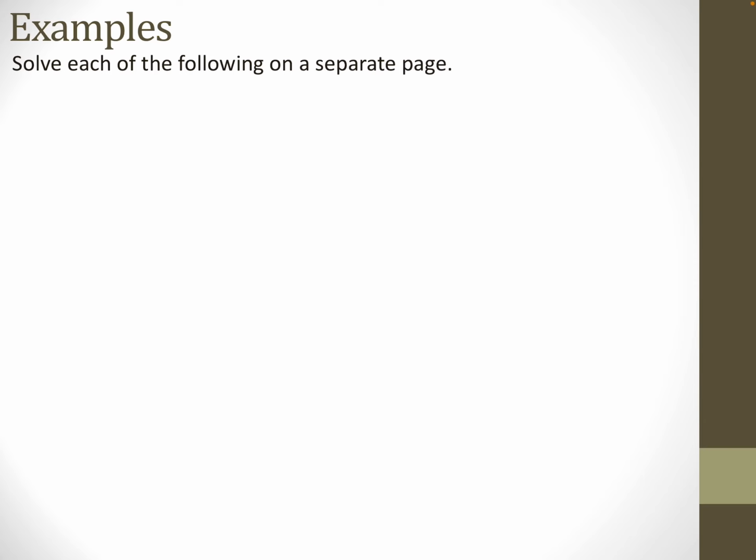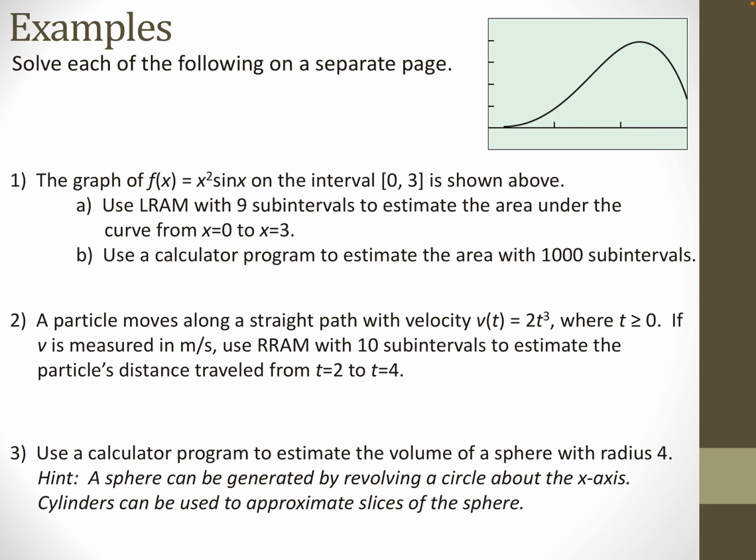So, 3 more examples. Solve the following 3 examples on a separate page. I'm only going to do 2 of them online here because the last one, 1B, says use a calculator program, to which you're like, area with 1,000 subintervals, that might be freaking you out. Well, I'll show you in class or in person, or I'll make a separate video if it comes to that. But for today, we'll see the calculator program one afterwards, after we practice the by hand versions of this ourselves.